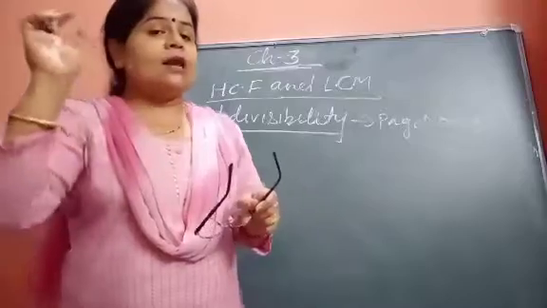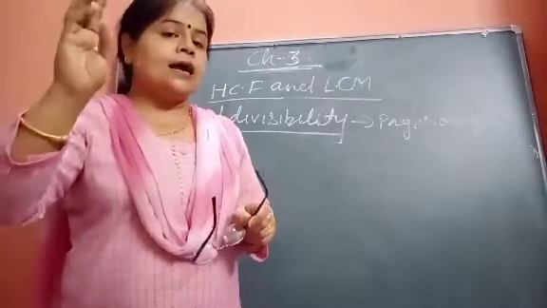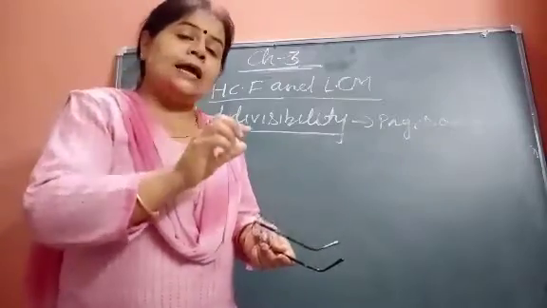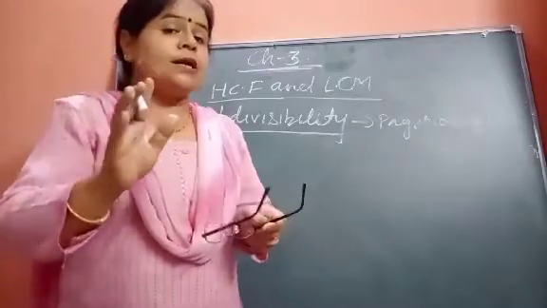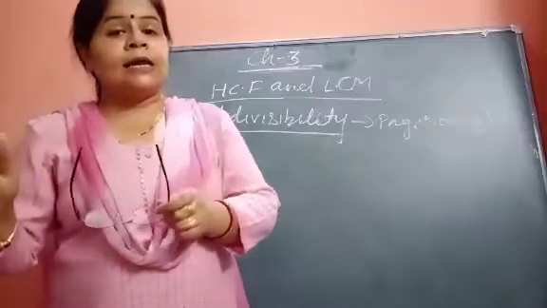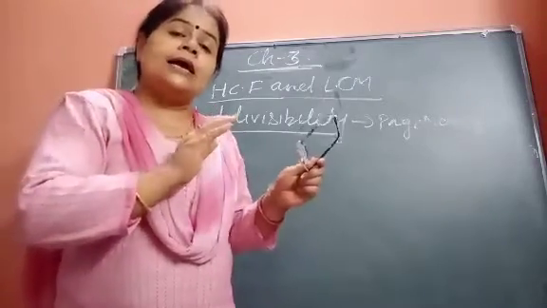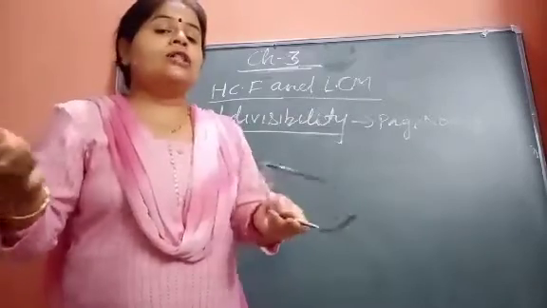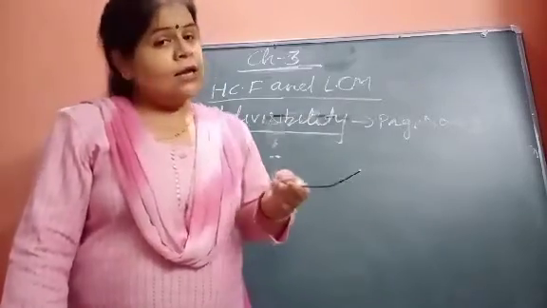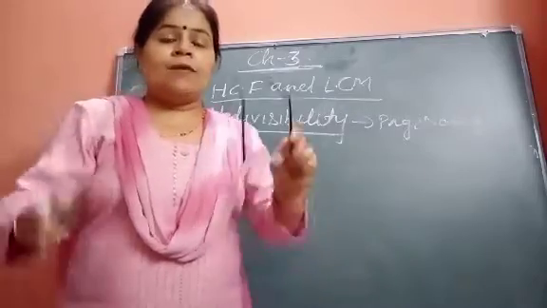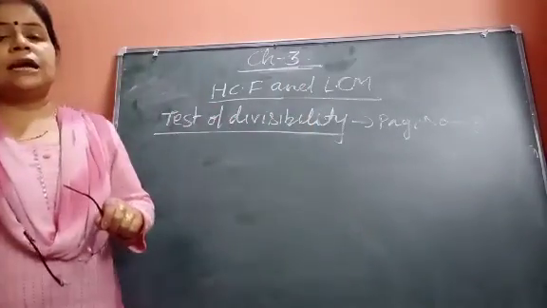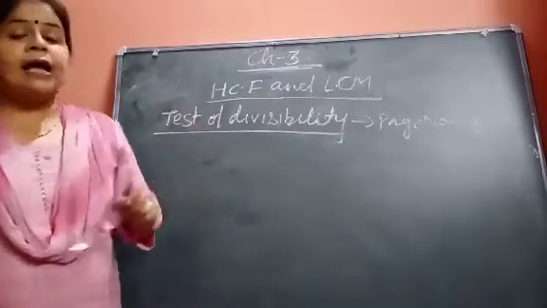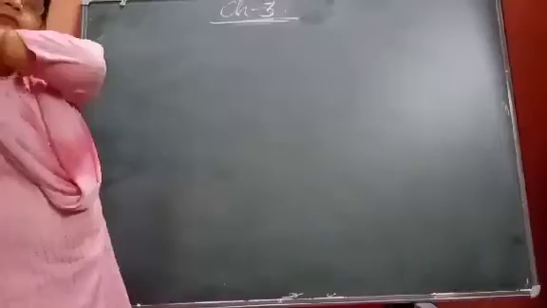For 8, if the last 3 digits, the unit, tens and hundreds place digits, are divisible by 8, then the whole number will be divisible by 8. For 9, if the sum of the digits of the number is divisible by 9, then the whole number will be divisible by 9. For 10, if the number has 0 in the unit place, then the whole number will be divisible by 10. In this way you will note down all these divisibility tests in your copy first, then we will proceed to the HCF and LCM.